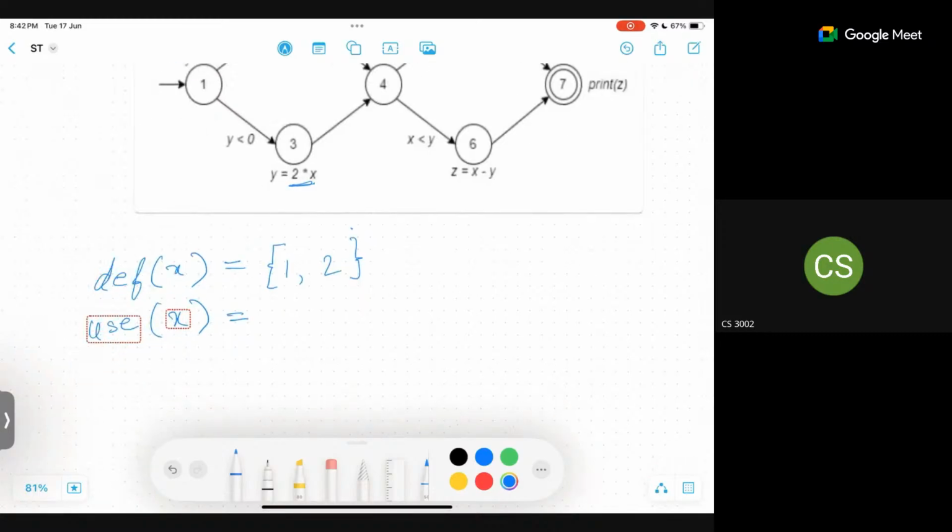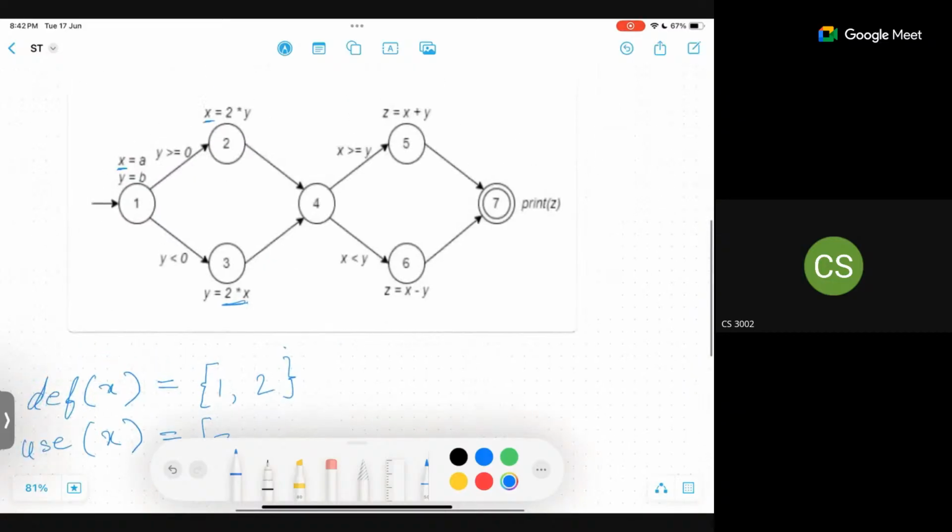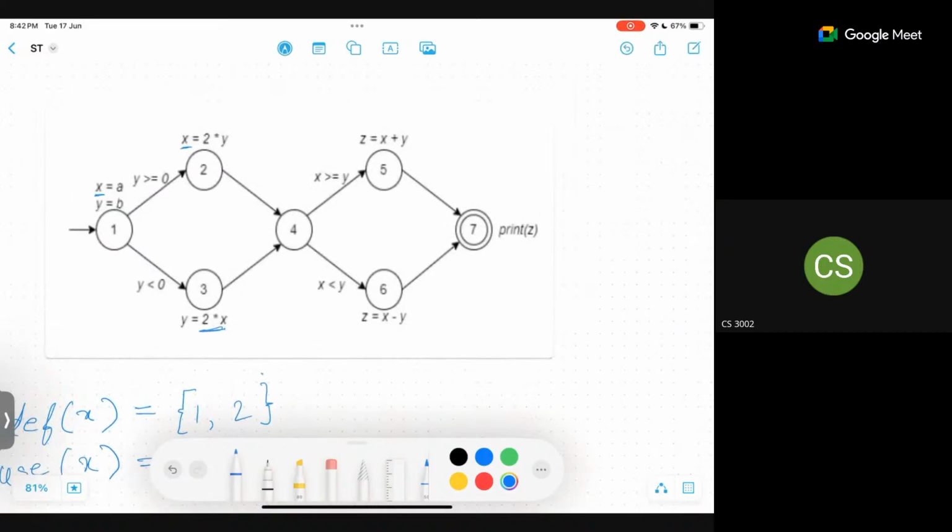That's okay. And then we will have a set here. We'll say for use, at node 3, there is a use for x. Okay. And then at 4, there is nothing. And on the edge also, when there are conditions, right? So for example, 4 appears to be an if statement.